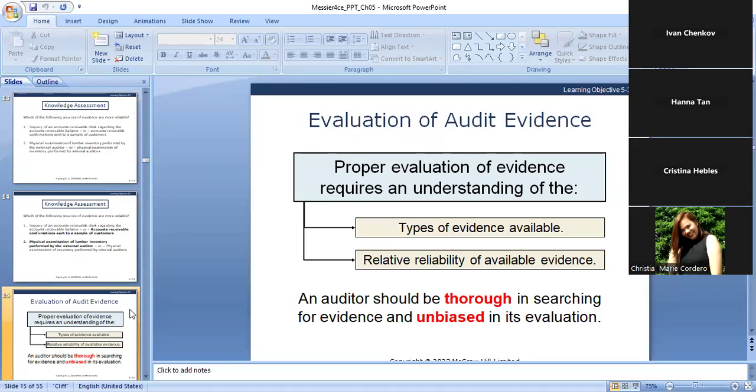Let's go to the evaluation of the audit evidence. Once we gather the evidence, we have to evaluate it. Proper evaluation requires understanding the types of evidence available and the relative reliability of the available evidence: what we have available and how much we can rely on it. So the auditor should be thorough in searching for evidence and unbiased in the evaluation.